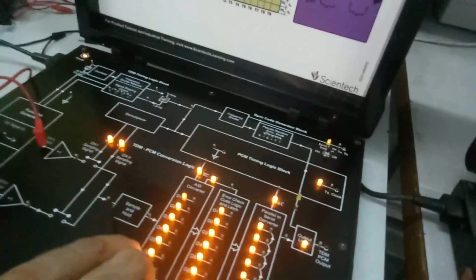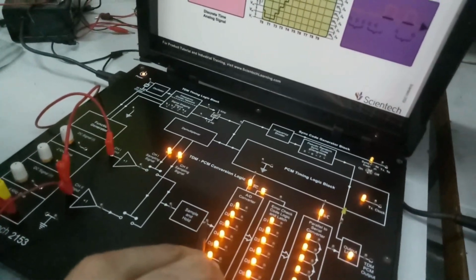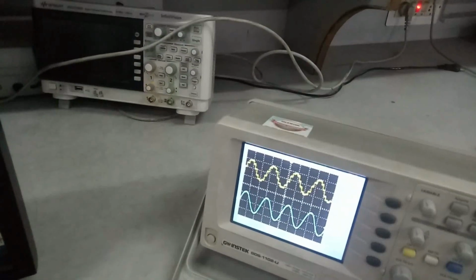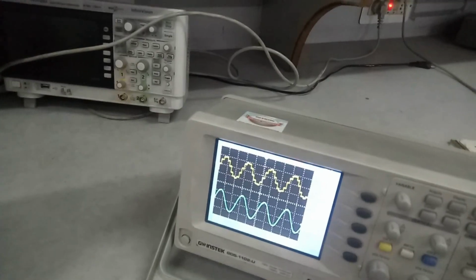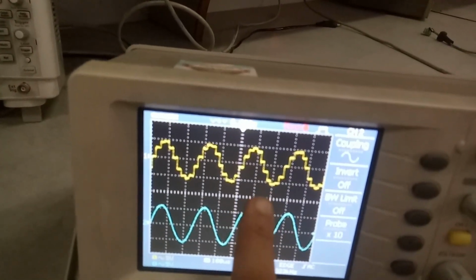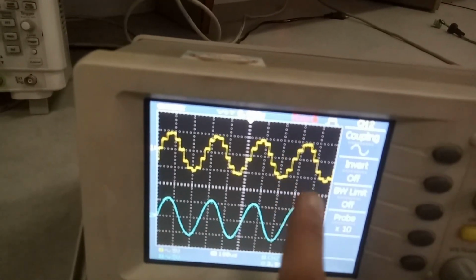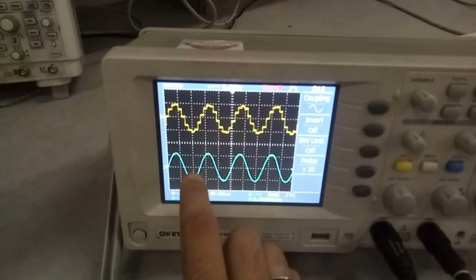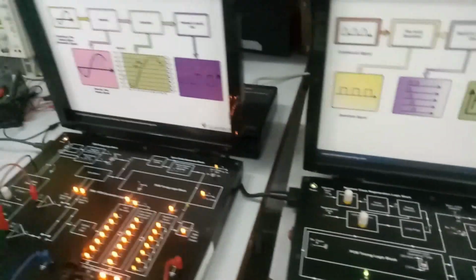And when I connect it to sample and hold, the output changes, and this is my exact sample and hold signal, or you can say it is a digital signal from this analog signal. This is my sample and hold signal.